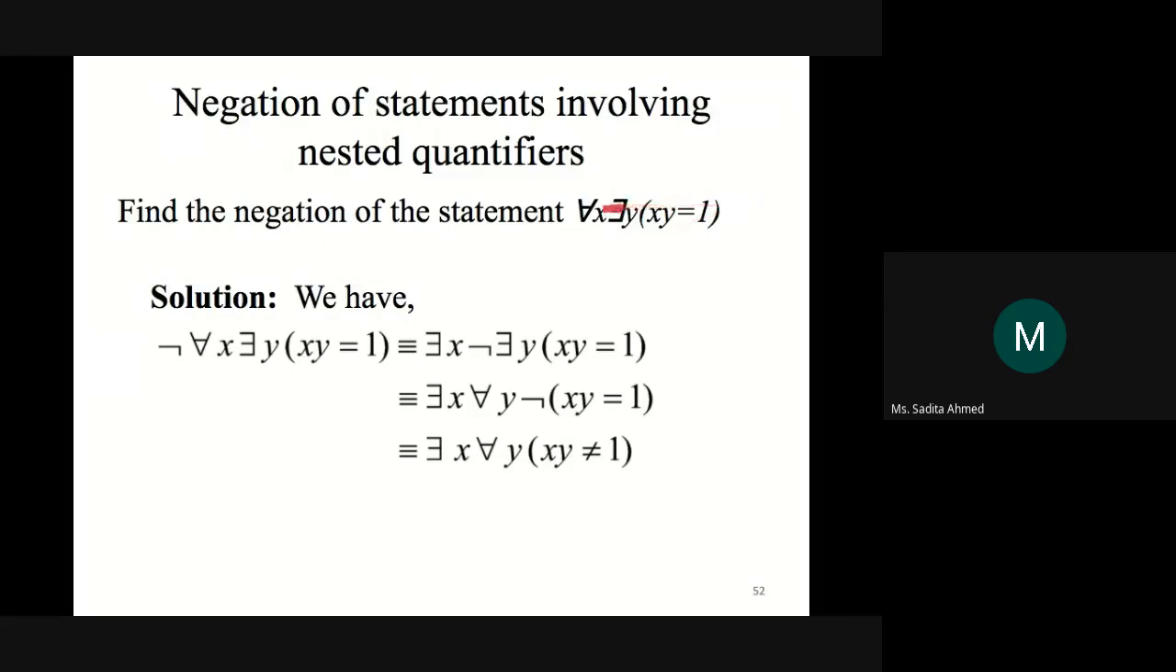So, for this specific example, if we have the domain of real numbers, 0 is a real number. And for 0, just like Nafisa mentioned, what happens when x is 0? For 0, is there any other real number which will give you xy is equal to 1? Is it possible to find a real number which will give you xy is equal to 1 when your x is equal to 0? No, ma'am.